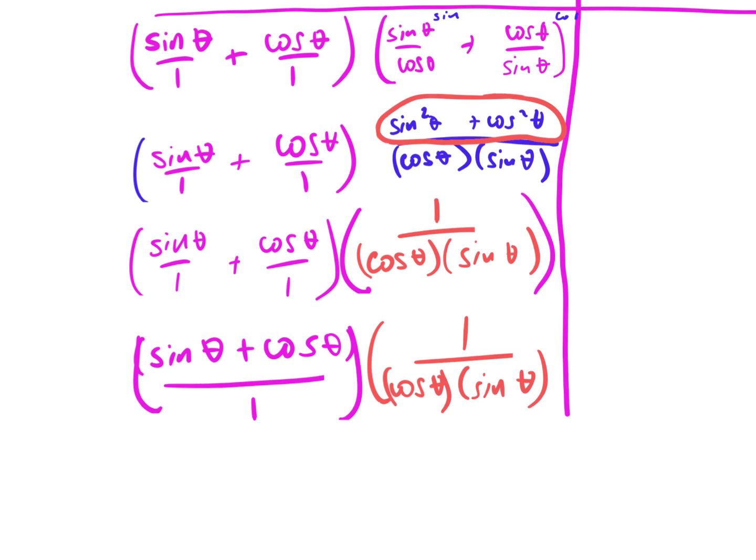Can I just cross off the sines and the cosines? No. Why not? Because you're adding them. Why can I not just cross them off, guys? Because one's adding and the other one's not. Correct.